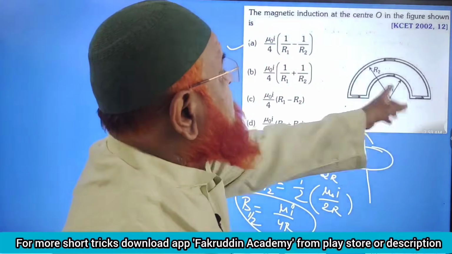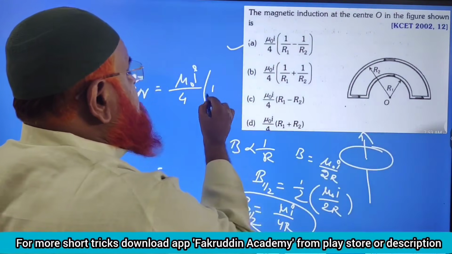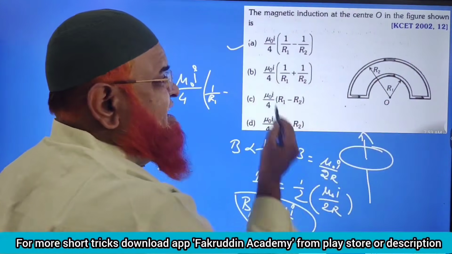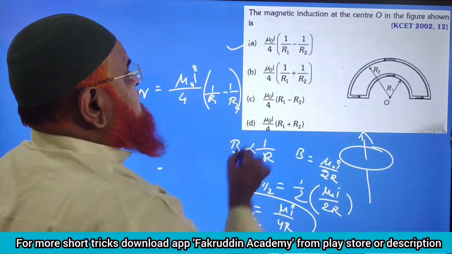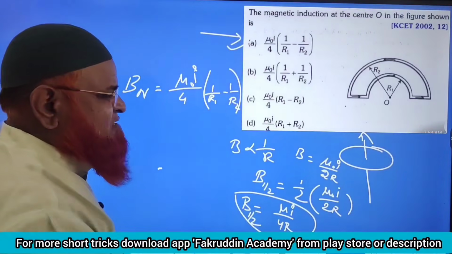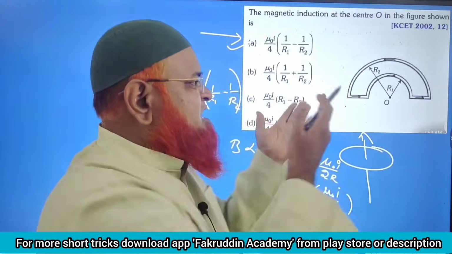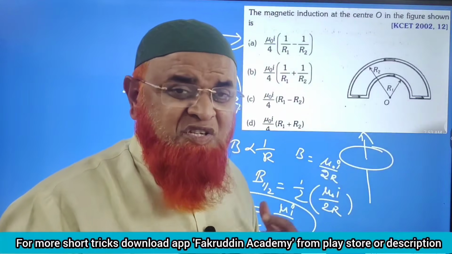The smaller one, having larger magnetic induction, will be first, and the larger one, whose magnetic induction will be less, is going to be the next one. So therefore, your correct answer is this one. These concepts you need not solve. Just by seeing the question you can do it if you follow the simple logic which I have explained.